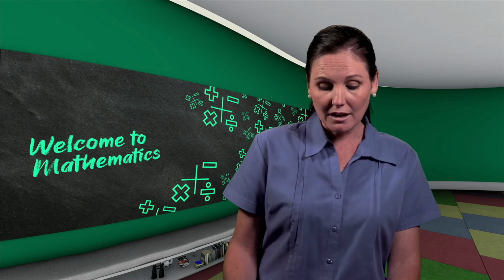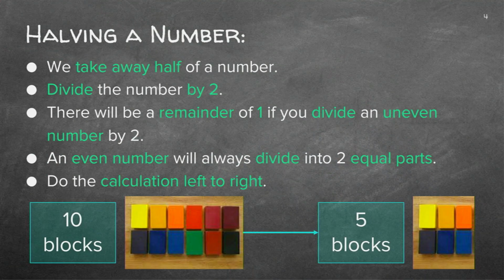Now, when I have to halve a number, we take away half of a number. When you divide the number by 2, it will be exactly the same as halving. There will be a remainder of 1 if you divide an uneven number.